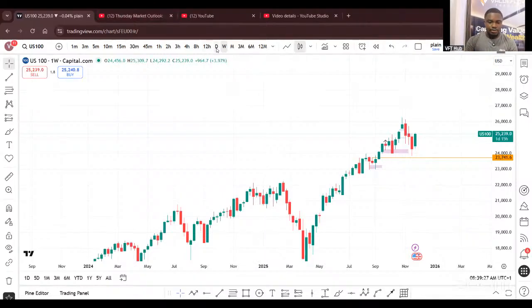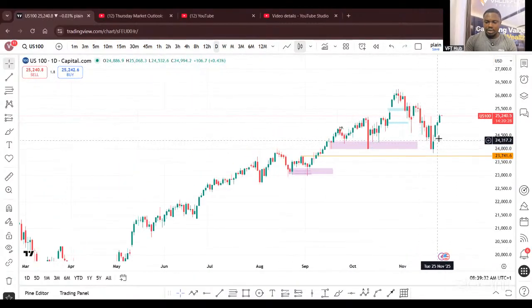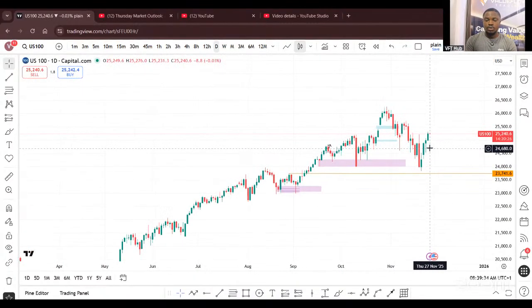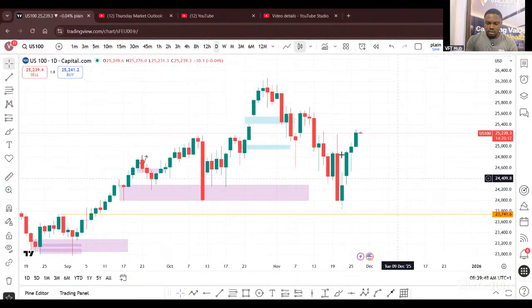On the daily time frame, what do we see? We see the market beginning to break previous lows, right? Lower highs. Price is beginning to break previous lower highs. So we should start seeing some significant move to the upside, right? Yesterday's candle printed with a very, very bullish move. This is what I'm trying to say.